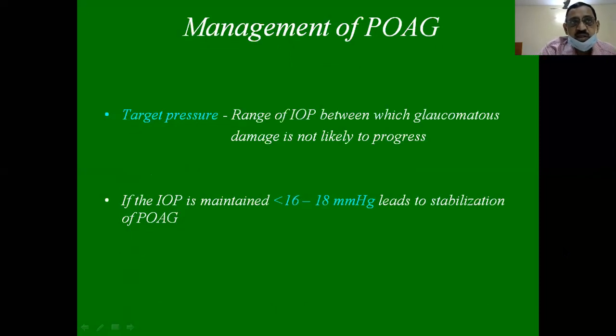Target pressure is one thing. For every patient of glaucoma, we come to a conclusion of a target pressure. So it is different from individual to individual. It is the range of intraocular pressure within which glaucomatous damage is unlikely to progress. That is the target pressure. If the IOP is maintained less than 16 to 18 millimeters of mercury, it leads to stabilization of POAG, and further damage usually may not occur in primary open-angle glaucoma, but in case of normal tension glaucoma, you will have to reduce it to the low teens.